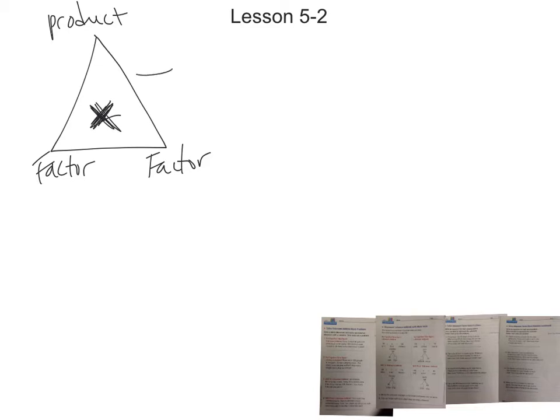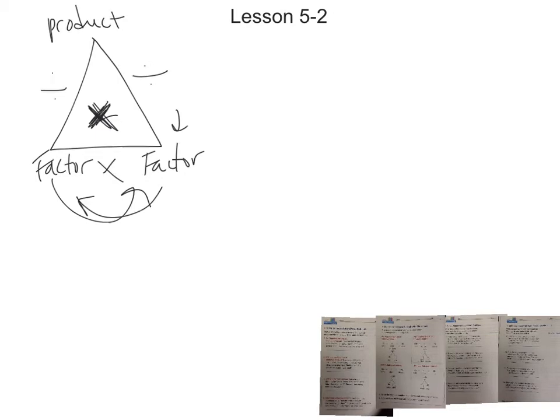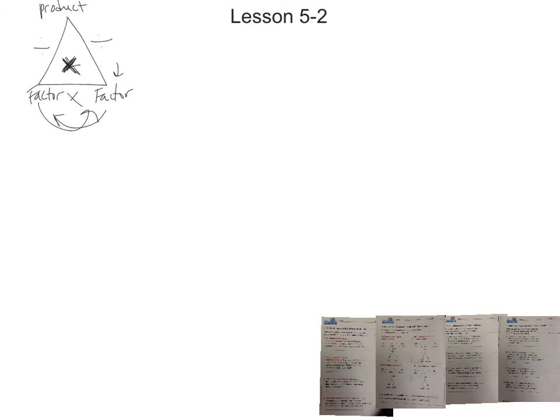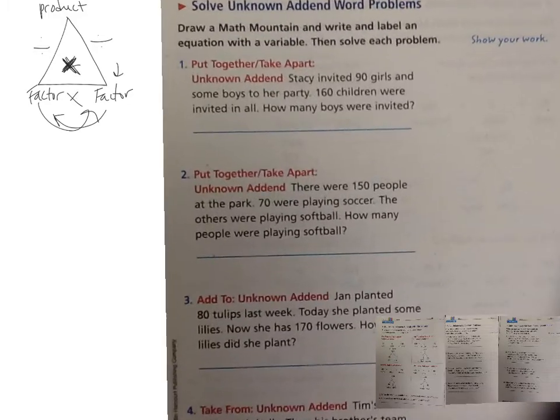Okay, so the product divided by the factor will get the other factor. The product divided by that factor, get the other factor. And in order to find the product, you multiply the two factors. Alright, so you can write that down if you want in your notes. It will probably be helpful at some point. So I'm going to go right to the first page.